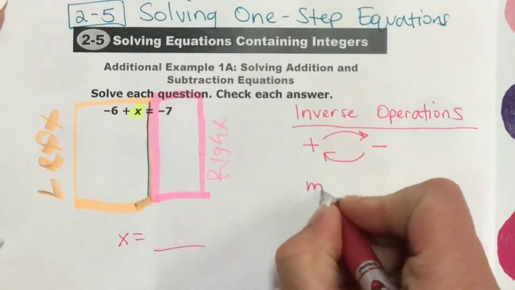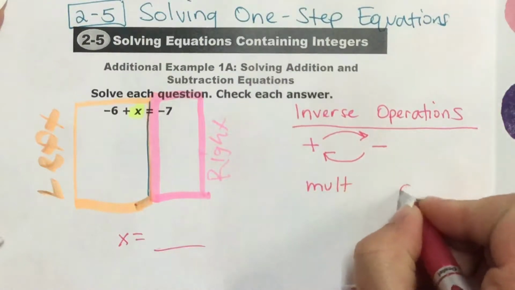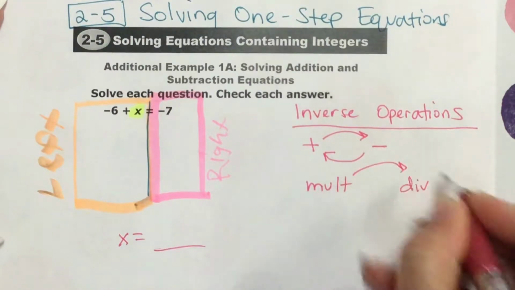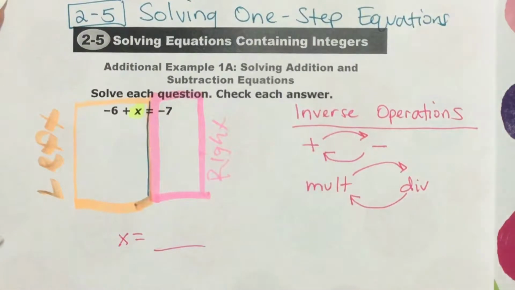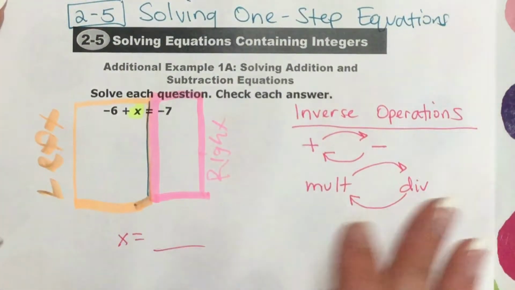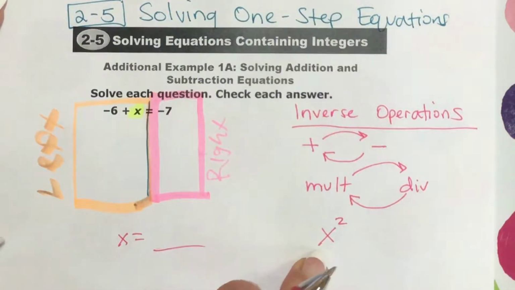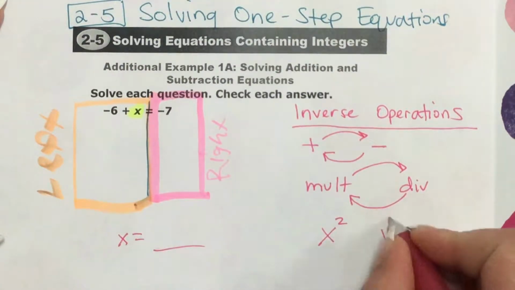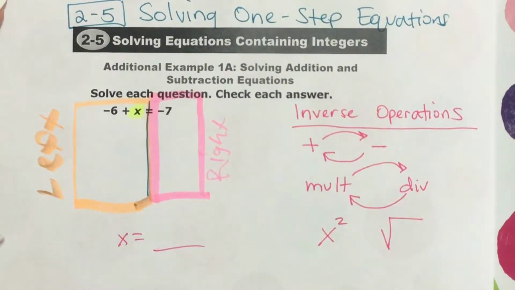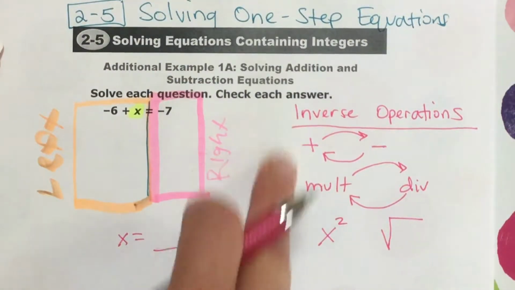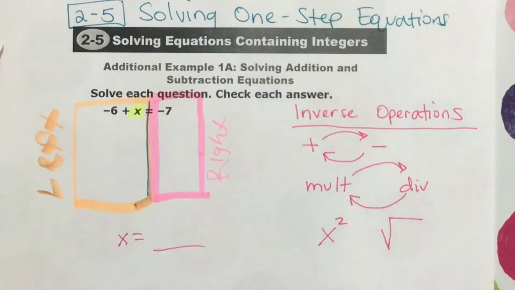The other inverse operations would be multiplication and division. Those are inverse operations of each other. And just to throw another one out, you're not going to see this for a while, but if you have a number squared, an inverse operation of a squared number would be a square root. And there's lots and lots more inverse operations. But this is just to get started. And really the only two that you're going to be concerned about for a long time are just these two right here.